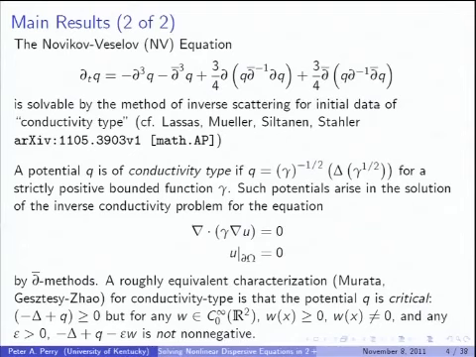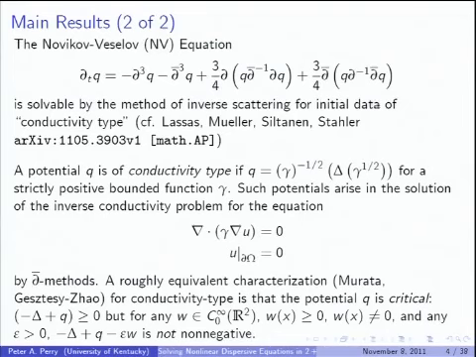So now let's see, we're considering, or excuse me, Lassas, Mueller, Siltanen, and Stahel considered Cauchy data of conductivity type. What the heck does that mean? So we're considering the Cauchy problem for this function of two space and one time variables. Initially we have a function, initial datum q, depending on two space variables.